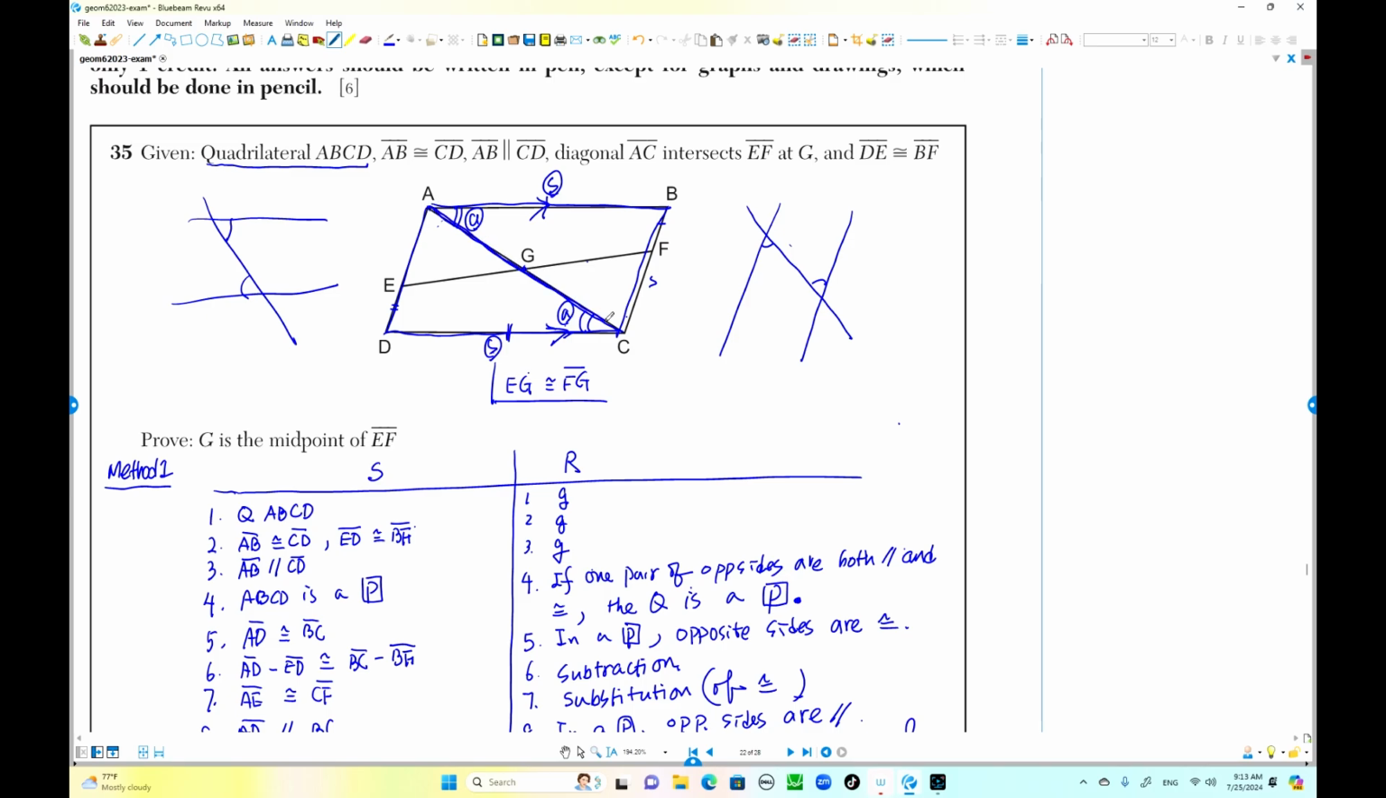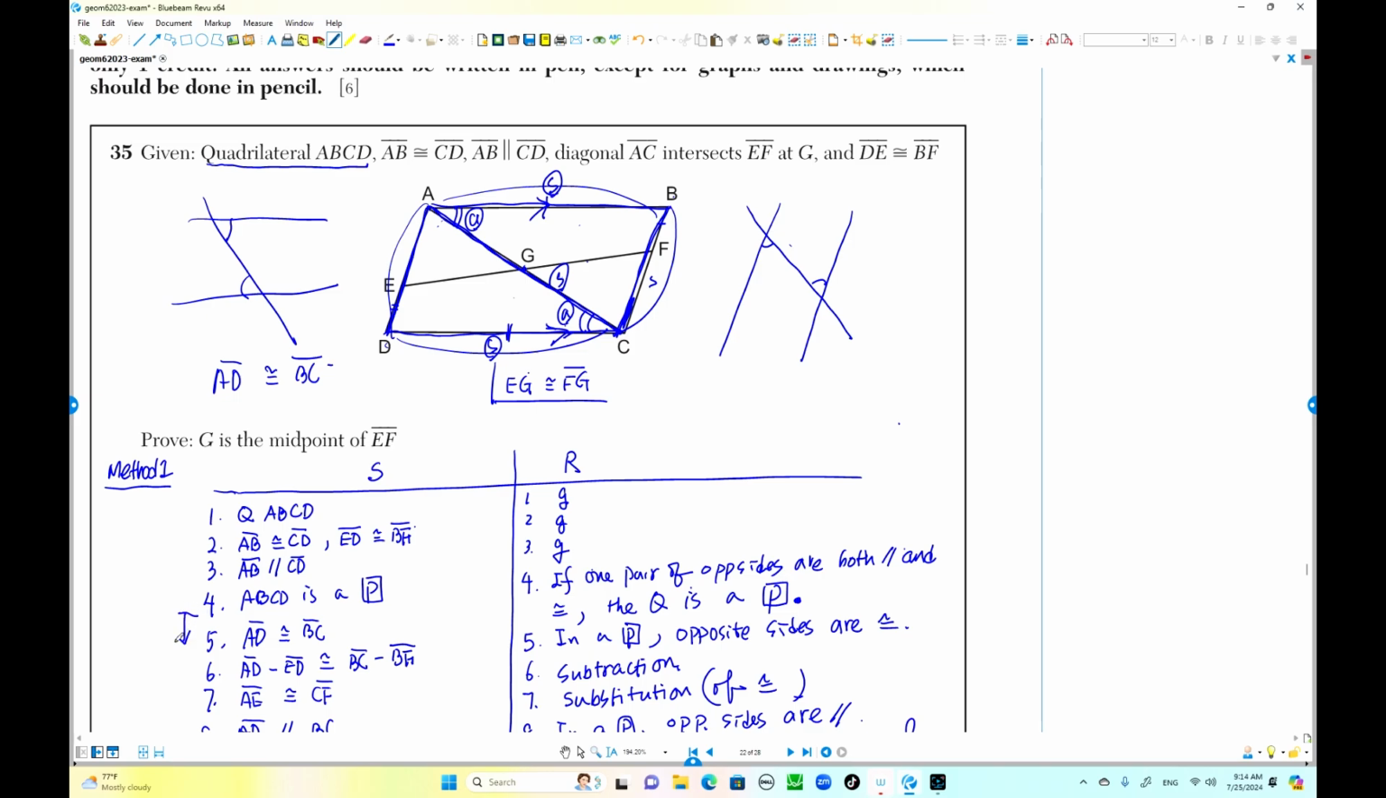Also, AC is reflexive, a common line segment. So this is another side. So using side-angle-side, these two triangles are congruent. Using this, the congruent opposite sides are corresponding sides: AD congruent to BC. After that, these two sides are congruent, and this also is congruent, so that is a parallelogram.